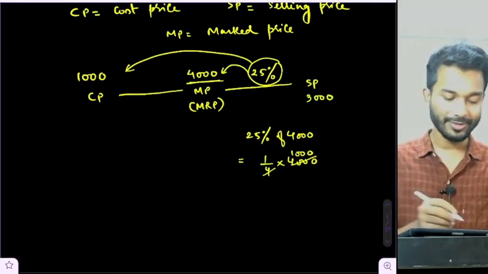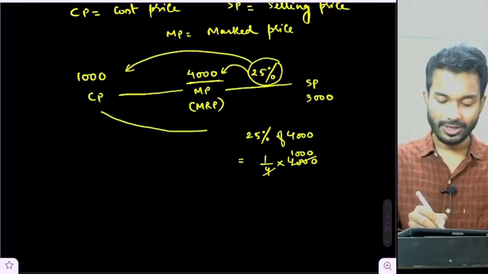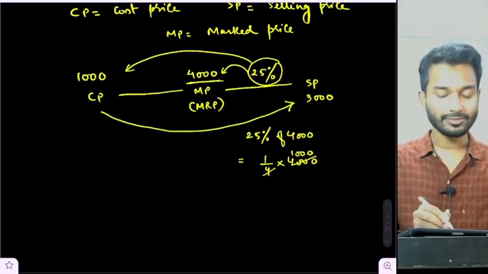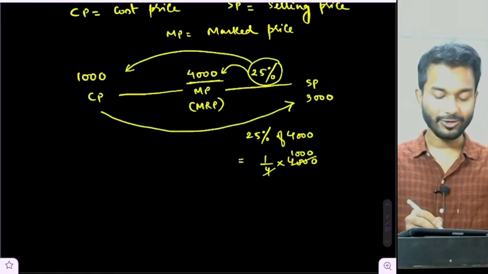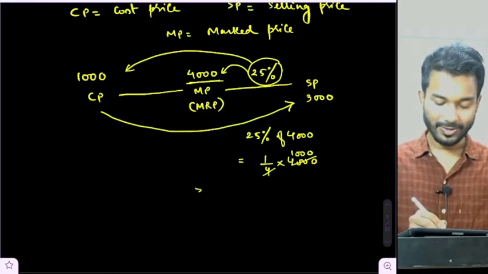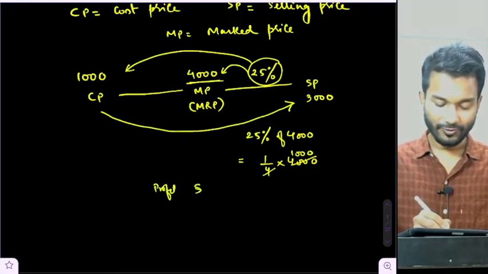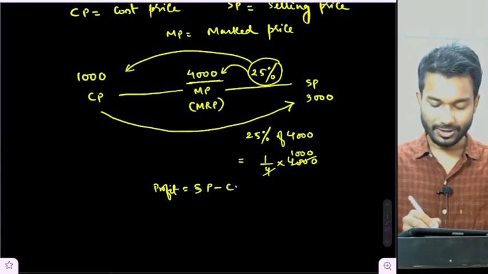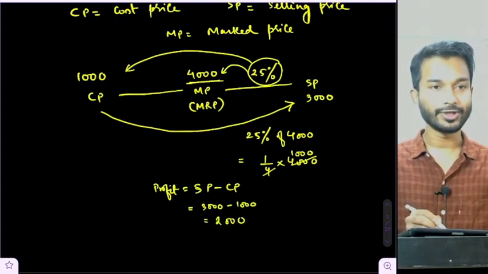So during this, I have made some profit. How much profit have I made? Profit and loss is from cost price to selling price. So in this case, I have made a profit of how much? Profit is equal to selling price minus cost price. That is our 3000 minus 1000, which will be our 2000 rupees profit.